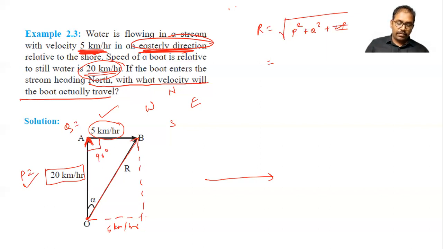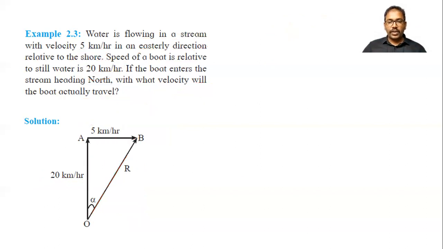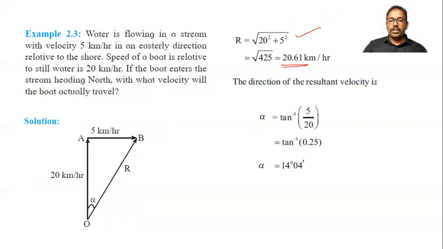So the resultant is equal to root of 5 square plus 20 square, that is root of 20 square plus 5 square. It is coming root 425, which means 20.61 km/h. So the direction is given by this alpha. Tan alpha we can find out. This is alpha. So tan alpha means 5 by 20. So tan alpha is 5/20.